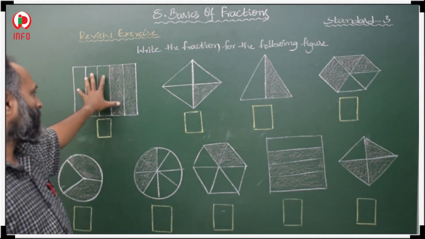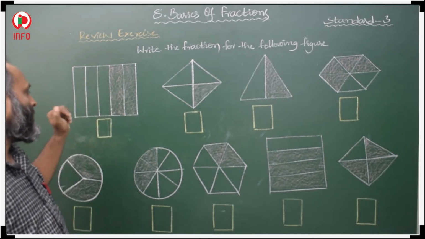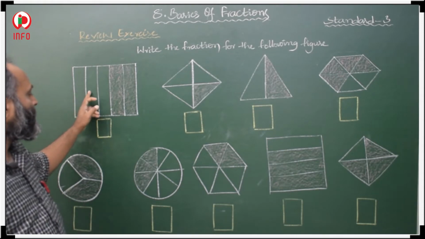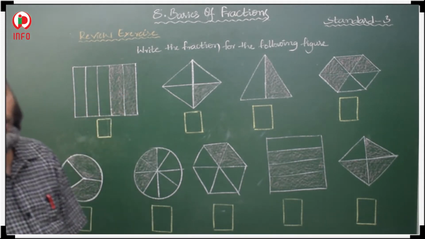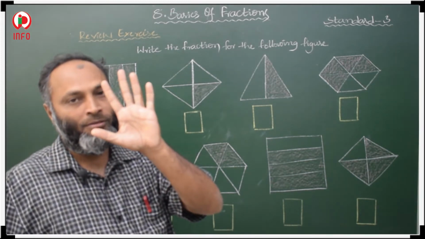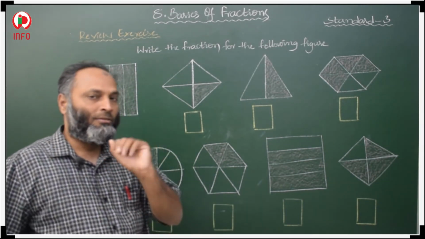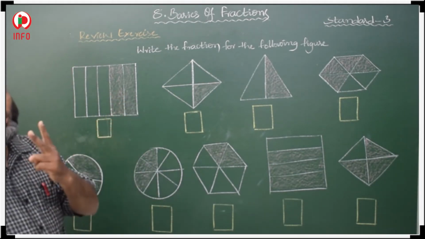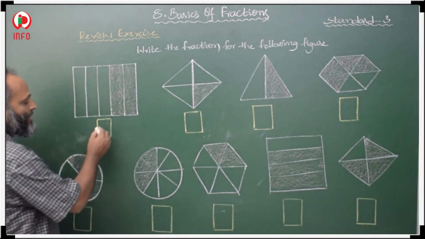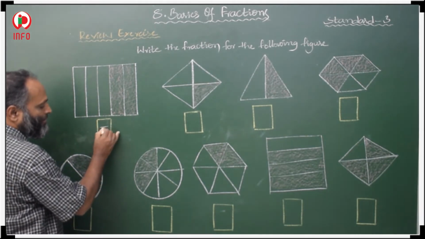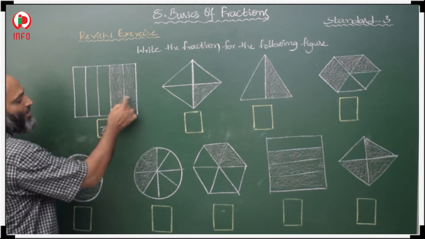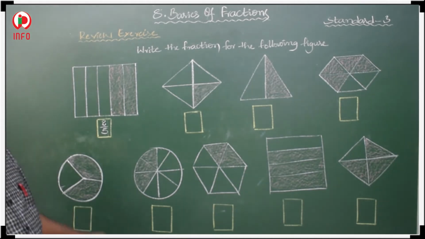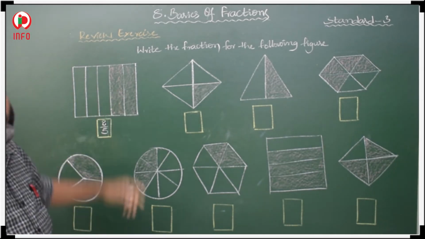See here, this is the first question. In this rectangle, how many parts? We divided it into 1, 2, 3, 4, 5 parts. Total how many equal parts? 5 parts. In that, how many parts are shaded? 1 and 2, 2 parts are shaded. So first we write the total parts in the denominator, and the shaded parts in the numerator. 2/5. 2/5 portion is shaded.